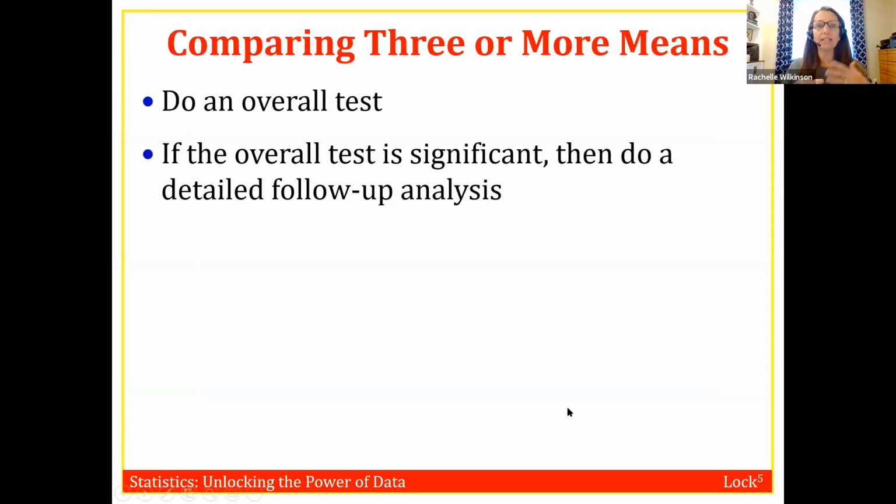And our basic strategy is going to be the same as it was in chapter 7. So how we're going to deal with comparing 3 or more means. First of all, we're going to do an overall test to see if there's any differences among the means. And then second, if that overall test is significant, then we're going to do a detailed follow-up analysis.